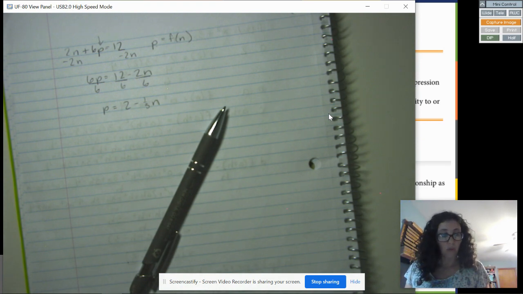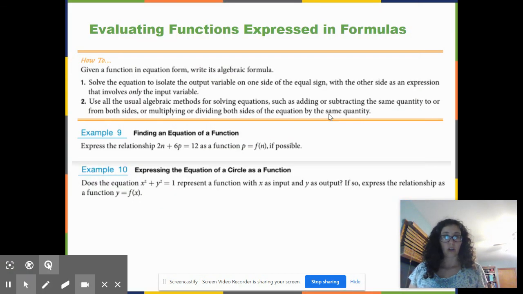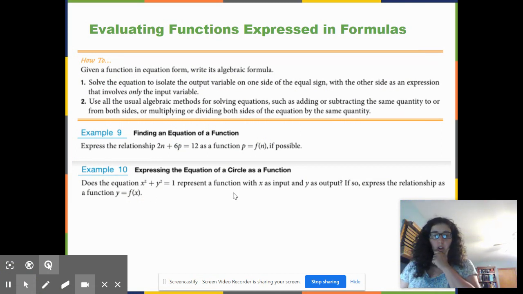All right, what about example 10? Does this equation, x squared plus y squared equals 1, represent a function with x as an input and y as an output? If so, express it as a function.